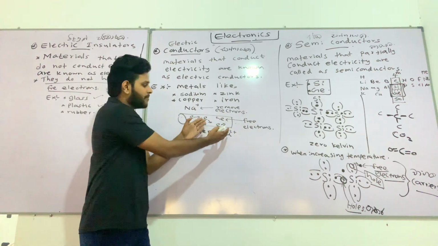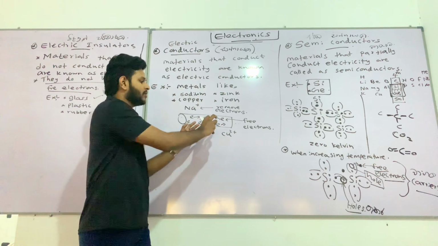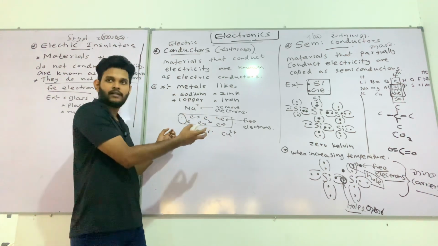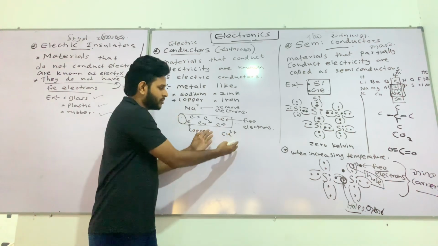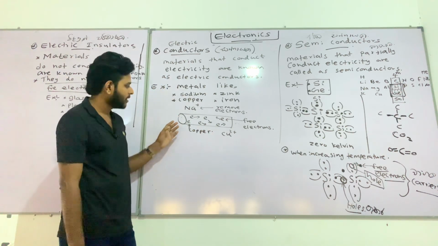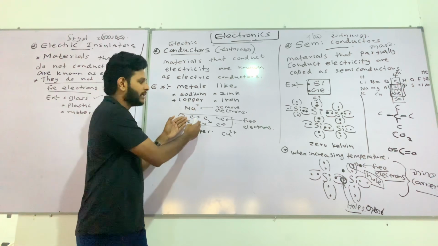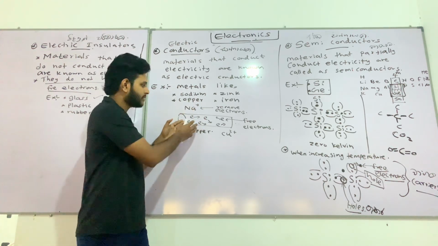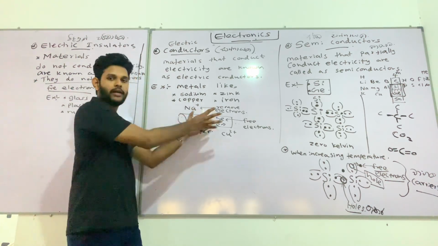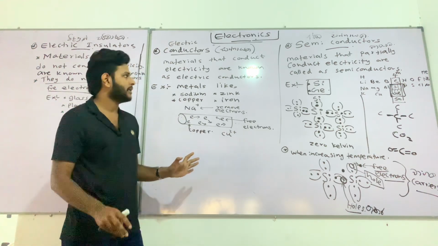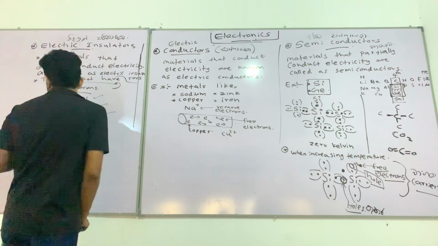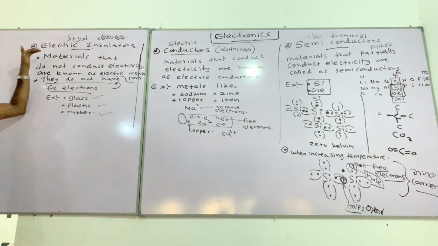Copper is a material which removes two electrons and becomes a positive ion with a charge of 2. So these free electrons let this material conduct electricity. Understood that part? Then we are moving to the next subtopic, electric insulators.